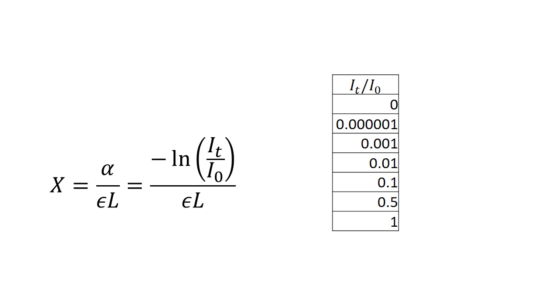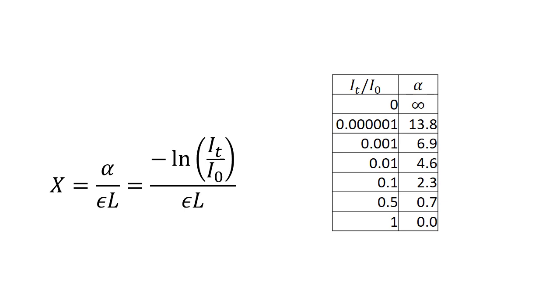And the value of alpha then, the negative natural log of I_t over I naught, is going to look like this, where the natural log of one is just zero. And that makes sense. If none of the initial intensity was absorbed, then the absorbance is zero. If all of the initial intensity was absorbed and nothing got through, then your absorbance is infinity. And note that as we're changing our transmitted intensity down by orders of magnitude, that's where we're seeing large changes in our absorbance.